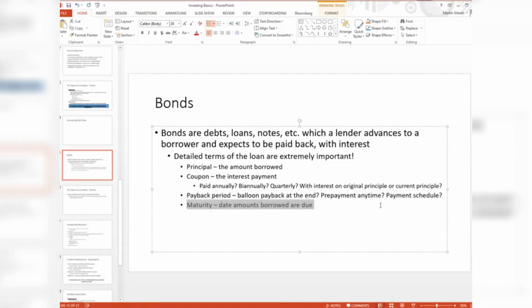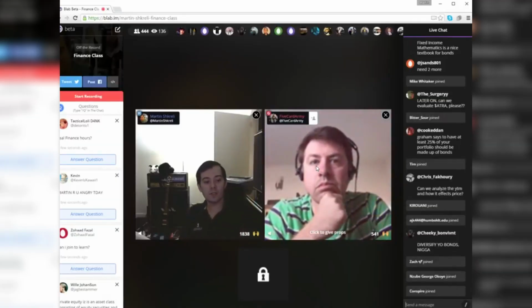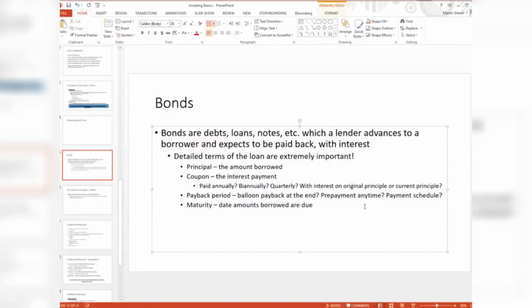That's the date that the amounts which were borrowed are due. And are there paybacks only at the maturity? In other words, a balloon payment? Or are there prepayments at any time? Is there a fixed payment schedule every year? There's tons of different ways to think about how that works. And we're not going to go through yield to maturity and all those things. This is not a bond class necessarily. We might do that later.